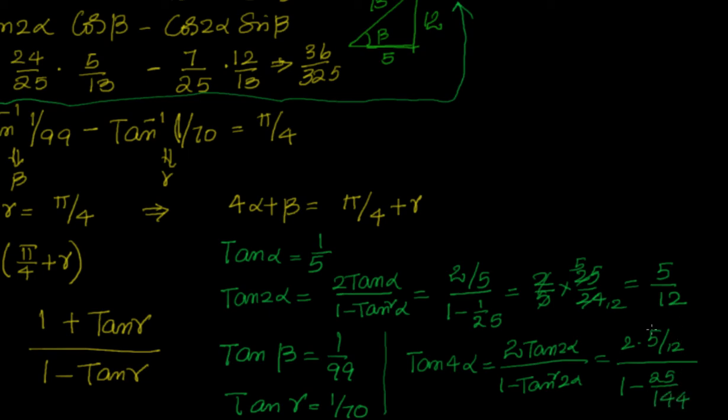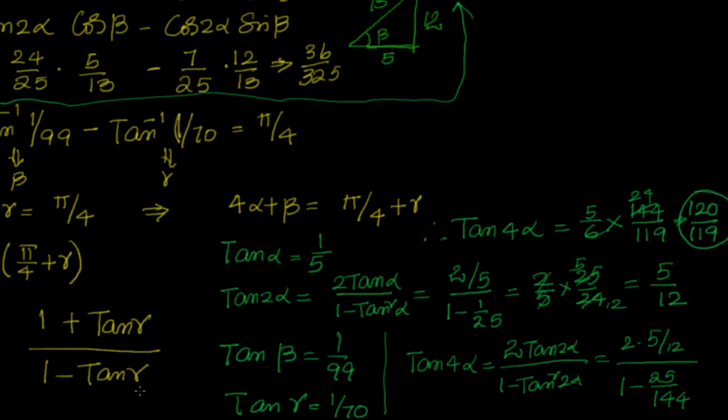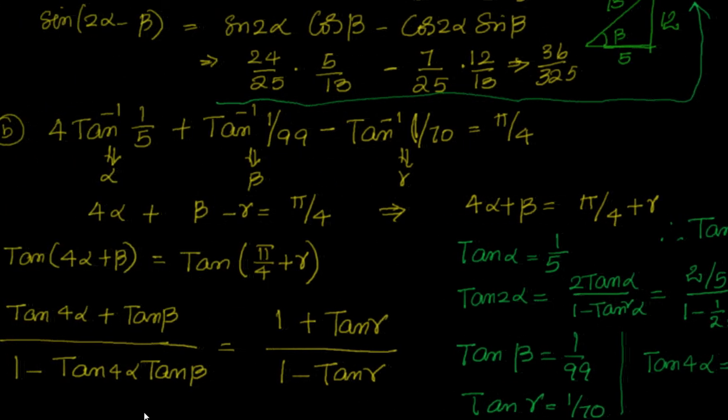Now what is this? This value tan 4 alpha is equal to 2 into 5 by 12, that is 5 by 6, into 144 by 144 minus 25, which is 119. So it's nothing but 120 divided by 119. This is crucial because that's what we need. Now we can go back to here and substitute the values.